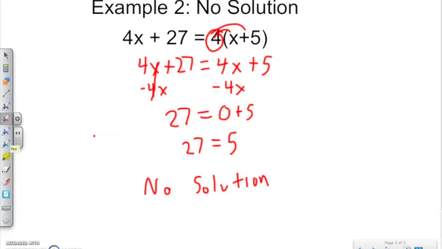Before we move on to that, I do want to point out one particular thing that will also help you catch when there's going to be no solution. If we look back up to where we first distributed, you'll notice that these problems look very similar to each other. They both have a 4x to start with, and they're both adding a number to the 4x. Now, we know if we have 4x over here and 4x over here, those should be the same. But if we add 27 to something and we add 5 to something, we know that there's no way that those are ever going to be equal. So that might be one place where you spot early on that this is no solution.